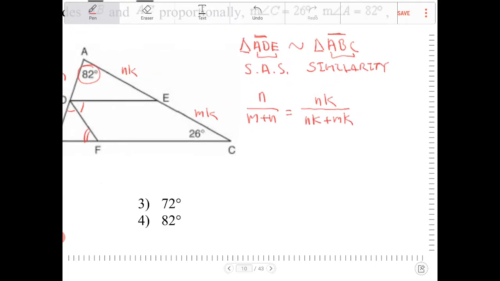Are these two things actually the same? Yes, as a matter of fact, because if you look at this, the denominator has a common factor of k there. So the k's will cancel, and we end up with the same proportion. We end up with n over m plus n is equal to n over m plus n.